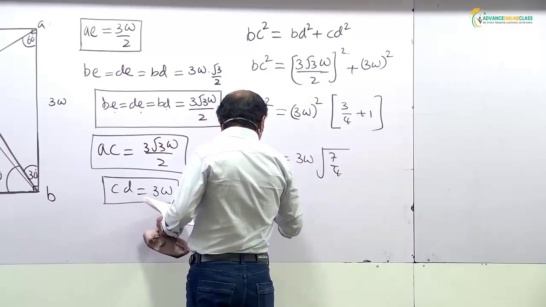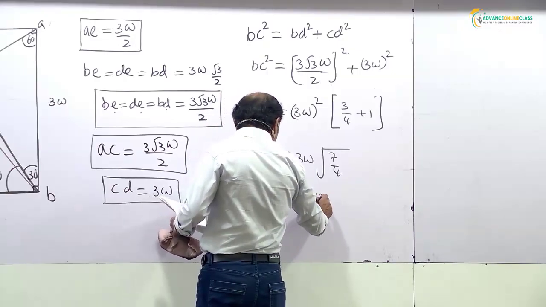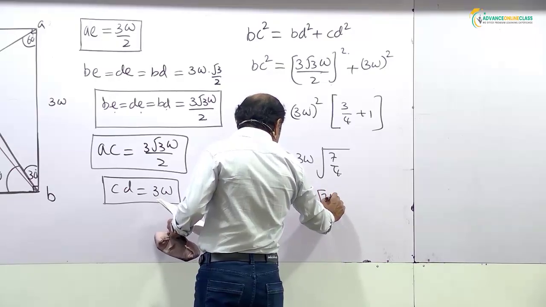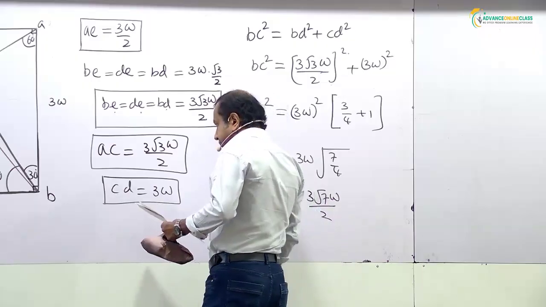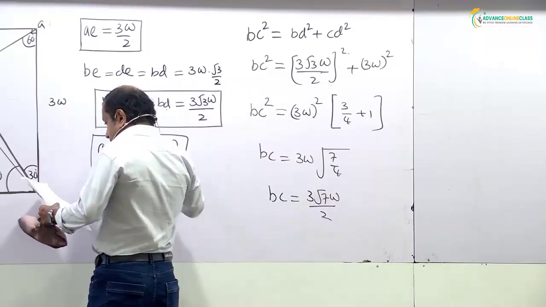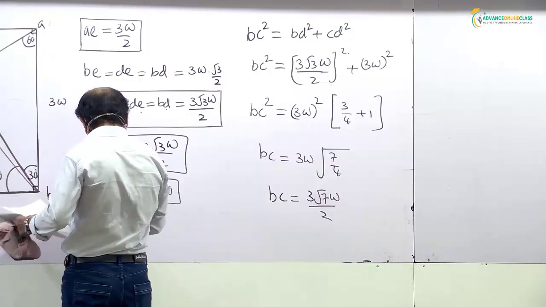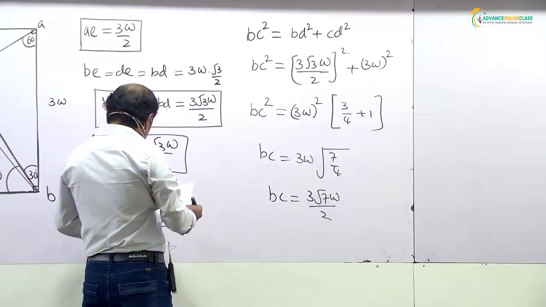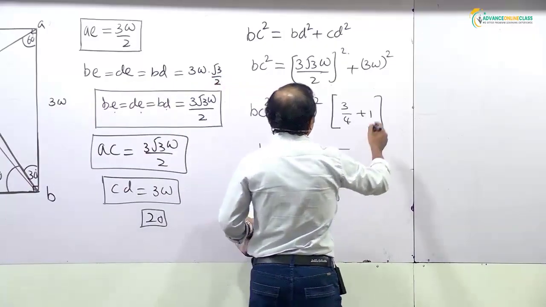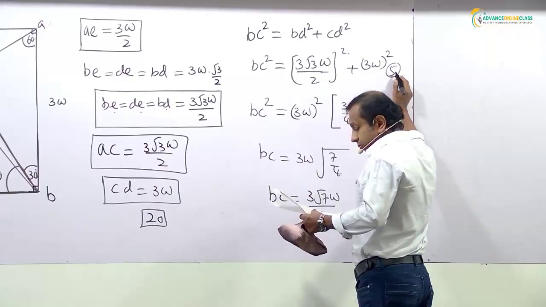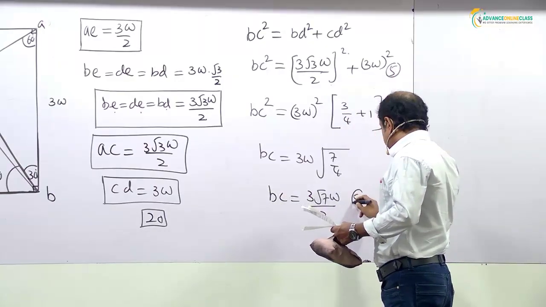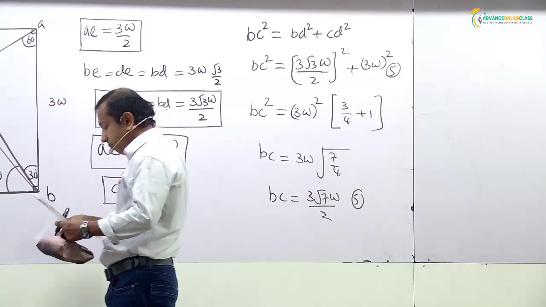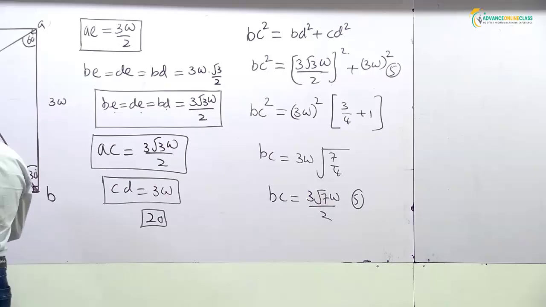Then we get BC as 3 root 7 W by 2. For all this calculation, 20 marks are given. And for this, taking this answer, 5 marks. Not only that, the direction also you must take.